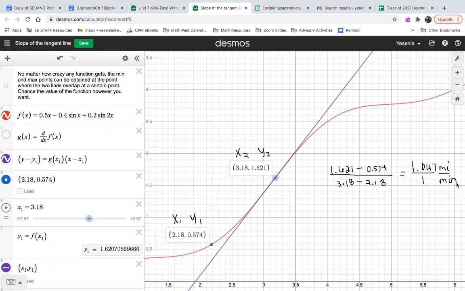And if you didn't get that, just let us know. But what do we do next? We got to make sure we convert this to miles per hour. Let's make sure we know what to do. Yes, multiply by 60. Keep in mind, when you multiply by 60, the minutes cancel out. You're left over with miles per hour.